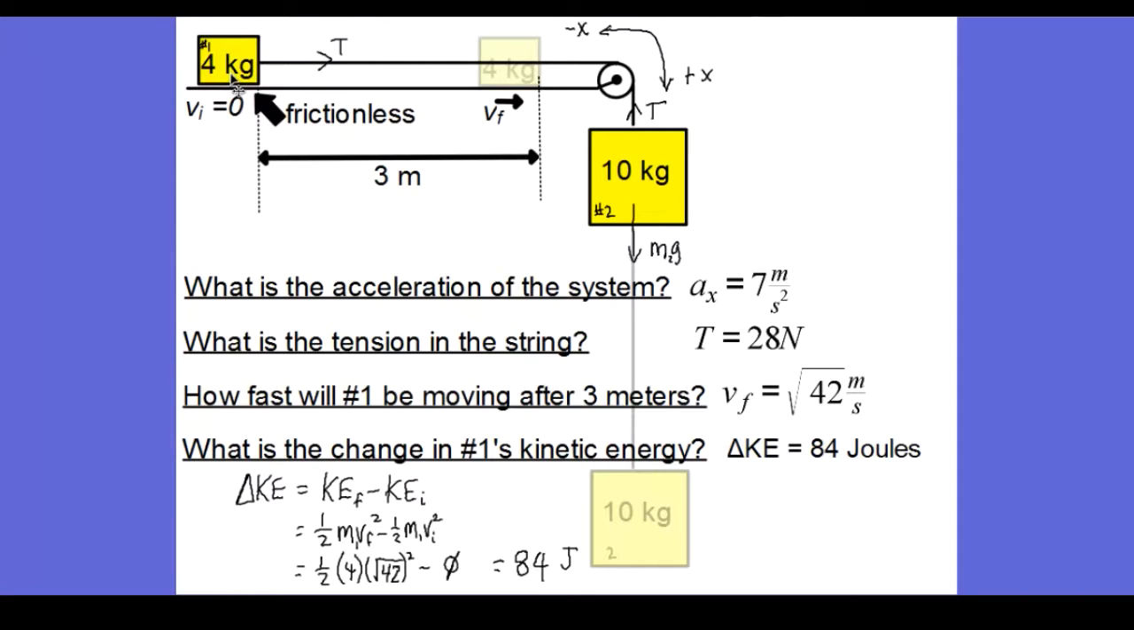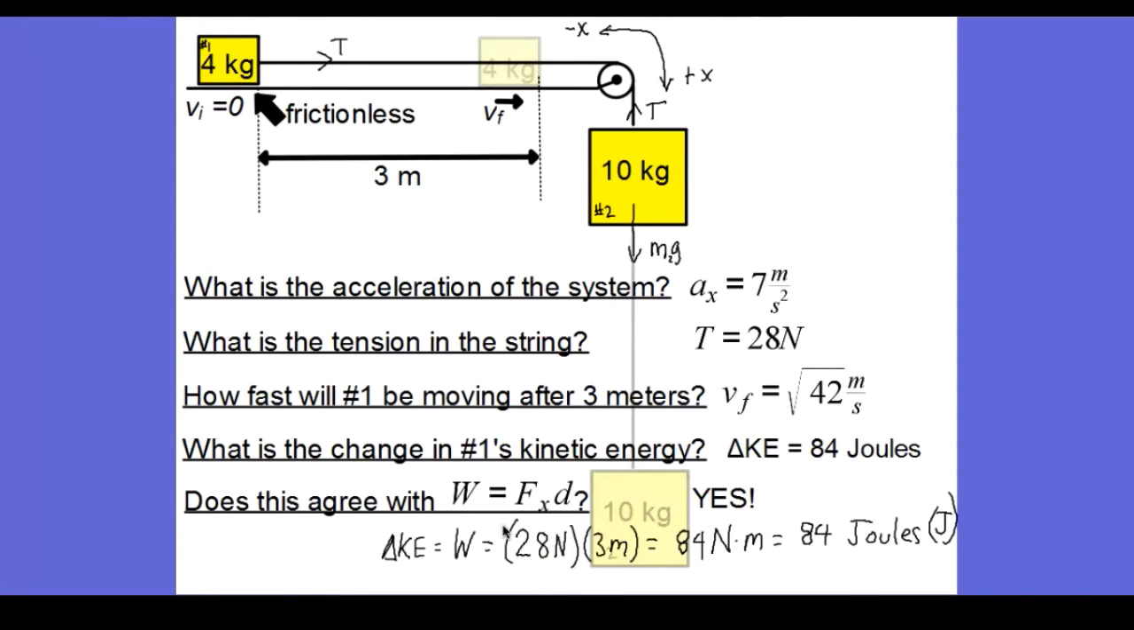Positive work has been done on this block by the tension. Now let's see, does that agree with our new expression for work, that work is equal to force times distance? Well, the force pulling on the block is the tension in the string. It's 28 newtons, and the displacement was 3 meters, and 28 times 3 is 84. So yes, it does agree with the old way we would have done it before we knew how to use this expression. This is how we would have had to calculate the change in kinetic energy. Now we have a simpler way of doing it.